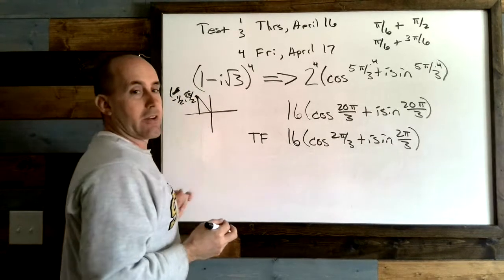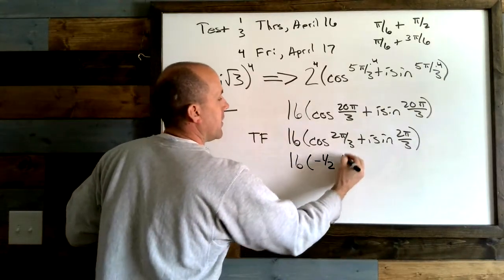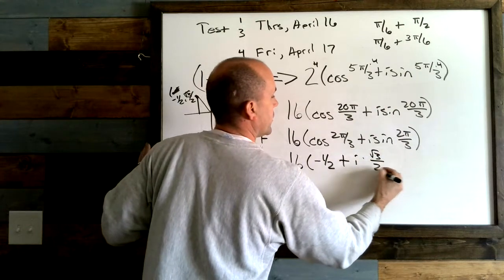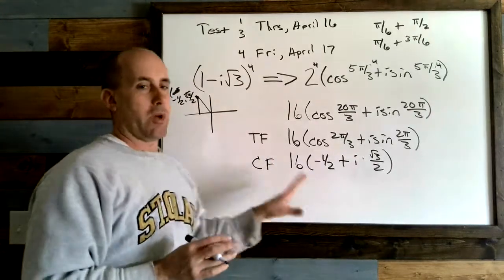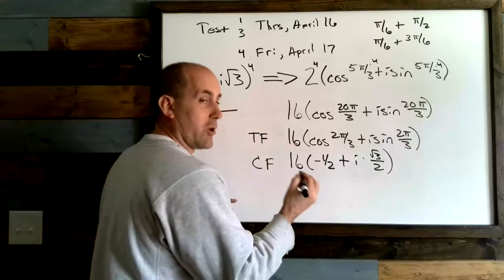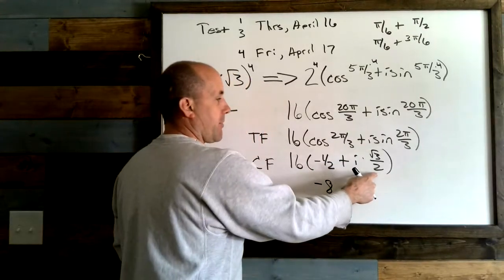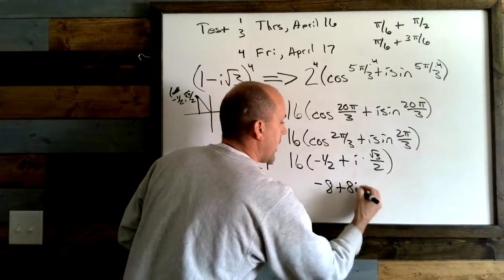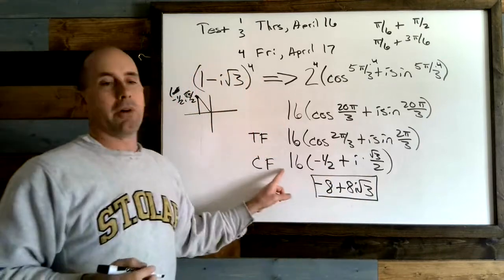Cosine is the x value. That means that you have 16 times negative 1/2 plus i times root of 3 over 2. Now that is complex form. The fact is most people wouldn't write it like that. They would actually take 16 times negative 1/2, which is in fact negative 8. And then they would do 16 divided by 2 here, which again would be 8. So that would be plus 8i roots of 3.